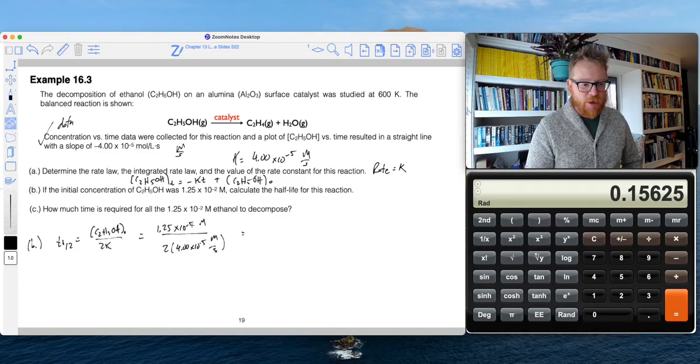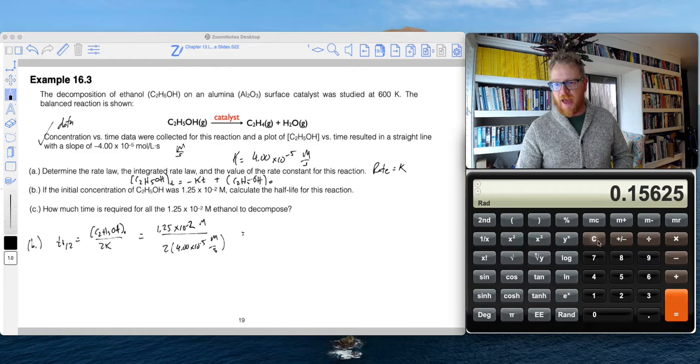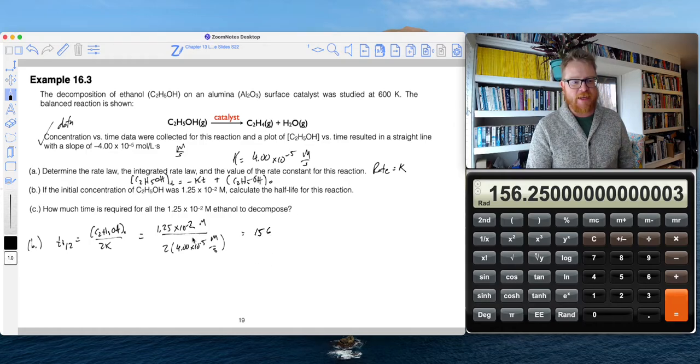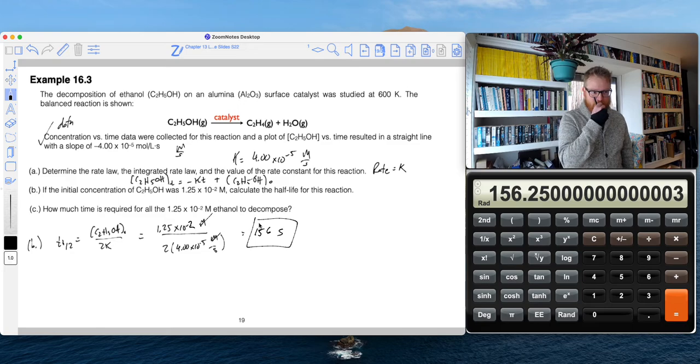You were probably like several minutes ago yelling at the screen, no, you did it wrong. It should be 10 to the -2. So let's try that again. So 1.25 times 10 to the -2. Okay, that looks better. So then divided by 8 times 10 to the -5th. Okay, that's the answer I had in my cheater notes over here. So that's 156. And if you look at this, the molarity and the molarity cancel, and I have 1 over seconds, which is a second. So 156 seconds is the half-life.